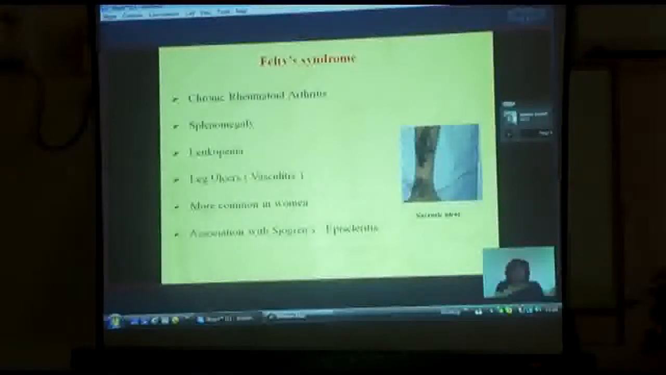These patients present with splenomegaly and leukopenia or pancytopenia secondary to the splenic enlargement. The common skin lesions we see are leg ulcers due to vasculitis. There is also an association with Sjogren's, and they can present with episcleritis.